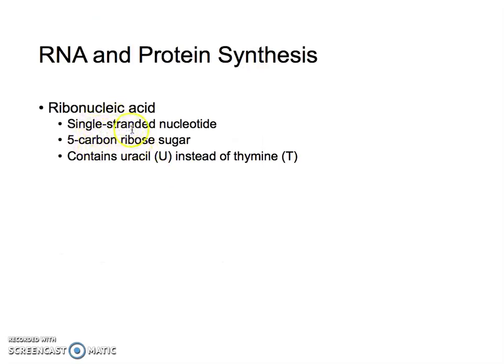Ribonucleic acid, again, single-stranded nucleotide, 5-carbon ribose sugar. RNA contains a uracil instead of thymine. The reason for this is uracil has one less methyl group, so it's much cheaper to produce than your thymine. The problem is it's relatively unstable. Well, we don't care really if RNA is unstable, because we can just make more, and we make a lot more RNA than we do DNA. So because of that, we need that energy cost savings.